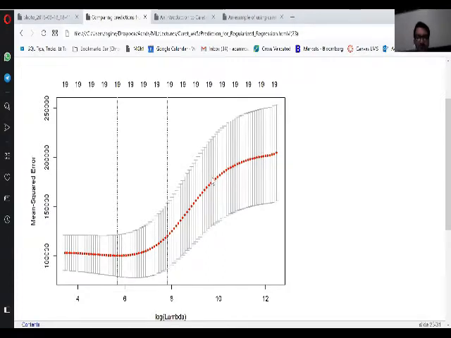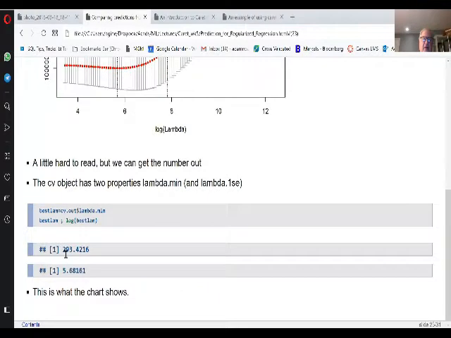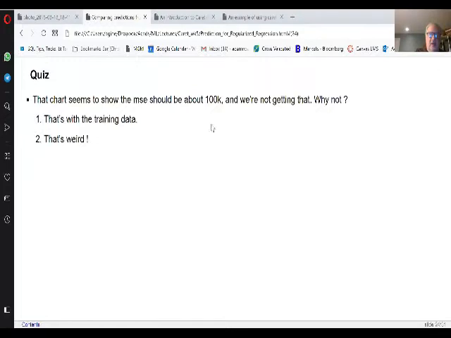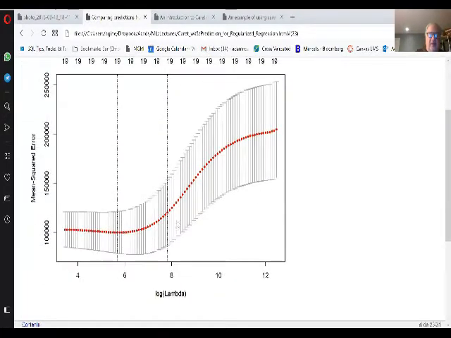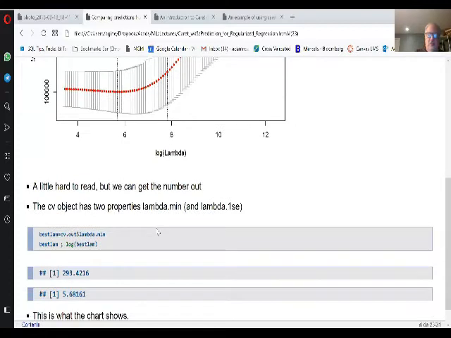Thank you. Yeah. So you can see it found a value that's not on the grid. The value is off the grid. But it does find the lambda that had the best error. Okay. So the chart shows that this MSE seems to be about 100,000, but we checked and it was closer to 300,000-ish. So why is that?